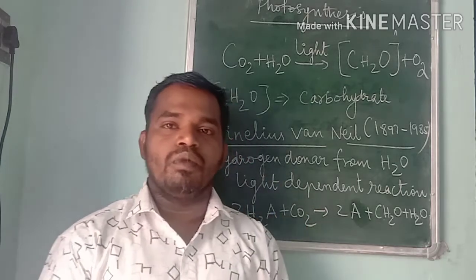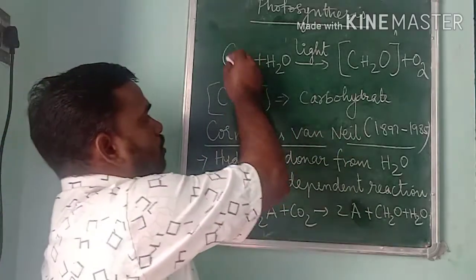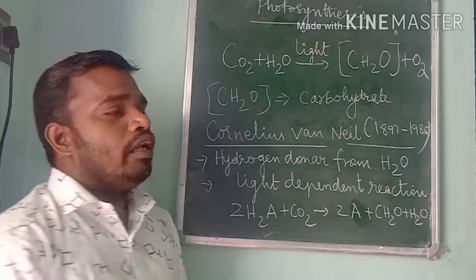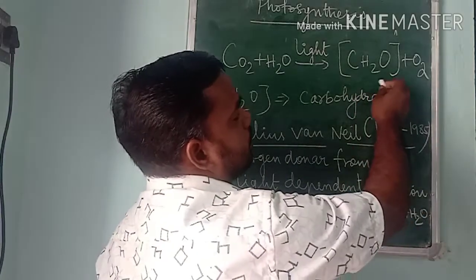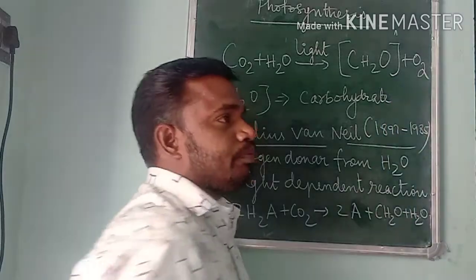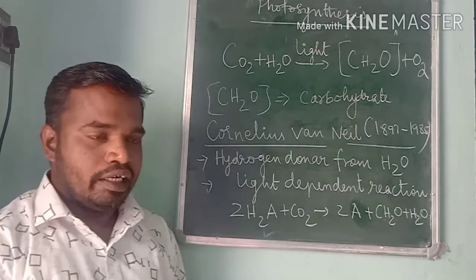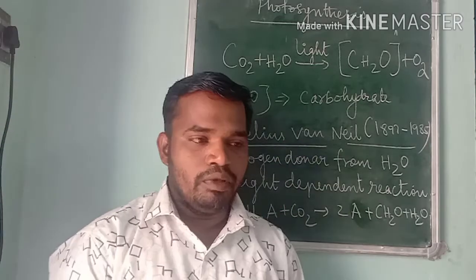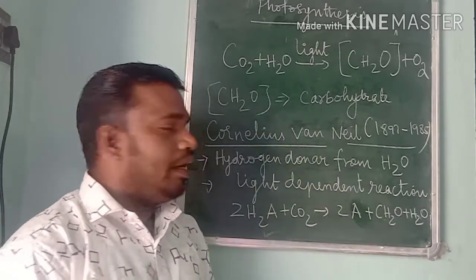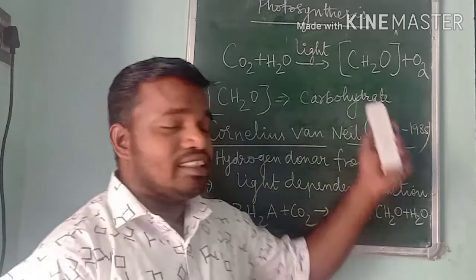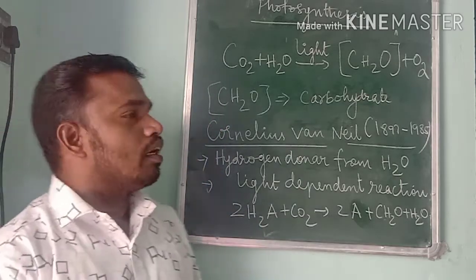The empirical formula of this reaction is CO2 plus H2O in the presence of light gives carbohydrates, CH2O plus O2. CH2O is the empirical formula of a carbohydrate. It may be glucose, it may be sucrose, whatever it is, it is a carbohydrate. Clear? A 6 carbon atom molecule.